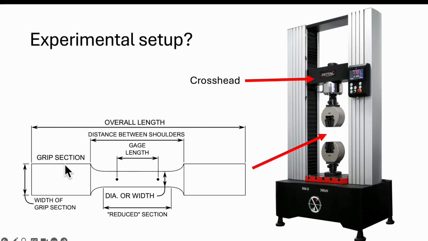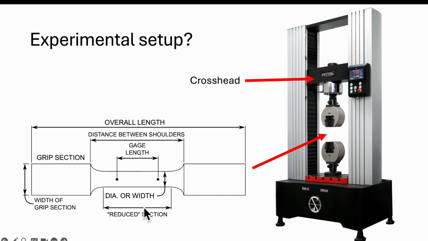And so we'll note a couple things. The grips are wide for holding in the machine, and then it reduces to a reduced section here. This is where the stress is going to concentrate, and this is the portion of the material we're focusing on because the stress is the highest. That's the part we're essentially testing, and everything else is set up in order to hold that sample there.